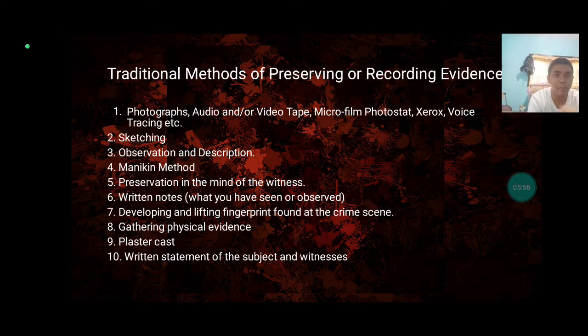So next are traditional methods of preserving and recording evidence: photograph, audio and videotape, microfilm, photostat, Xerox, voice tracing, and so on. Photography is considered the most practical, useful, and reliable means of preservation for the following reasons. The photo camera is available in many places. The object is reduced in size proportionately to the picture when objects are adjacent or near it. An unlimited number of copies can be reproduced, each identical to one another.